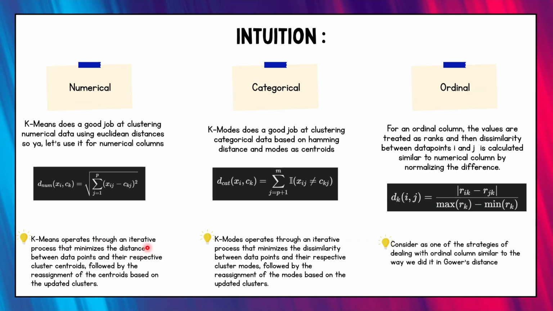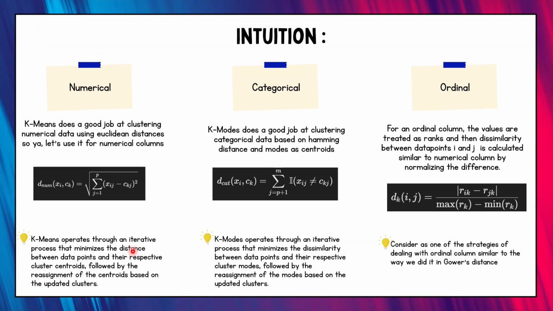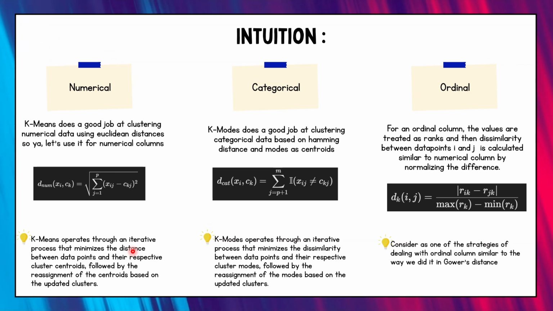K-means operates through an iterative process that minimizes the distance between data points and the respective cluster centroids, followed by the reassignment of the centroids based on the updated clusters. So this is how the numerical part is handled in k-means.